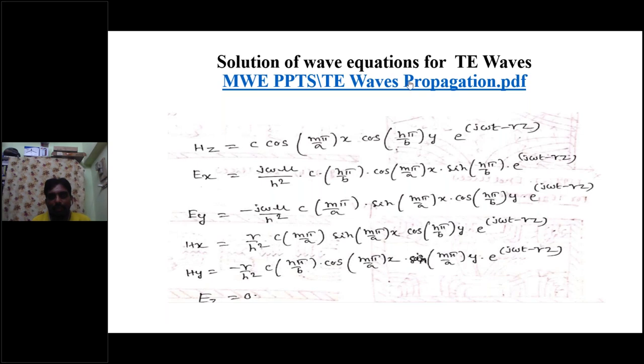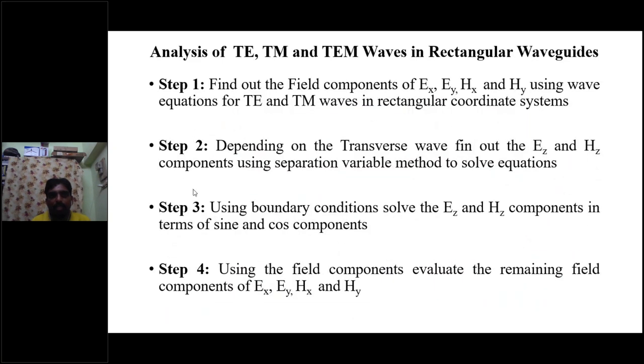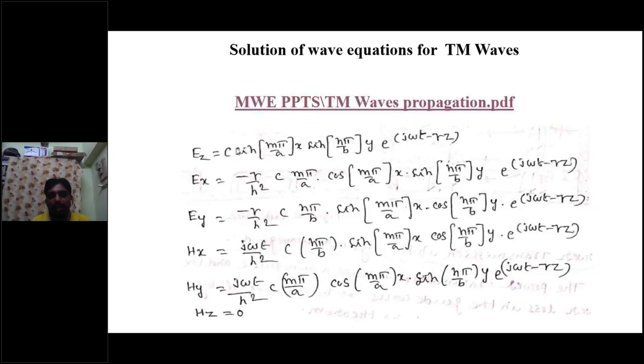And in this case, we observed for transverse electric waves, we got cos components. But the entire analysis is the same, we need not go for any difficulty. Again, we can solve all these equations. Whatever procedure we followed for the first case, the step-by-step analysis, step 1, step 2, step 3, step 4, going one by one, we get our final components.